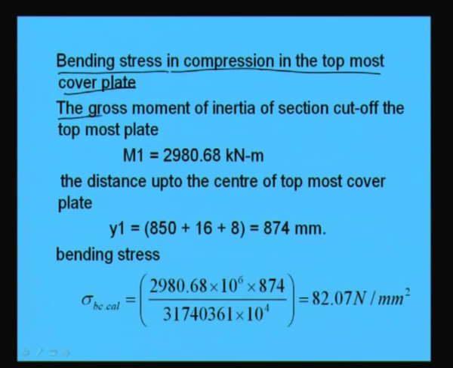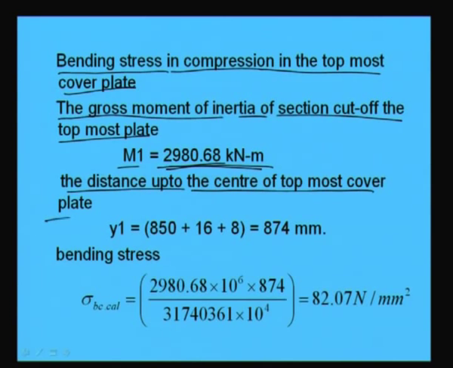Now, the gross moment of inertia of the section cutoff at the topmost plate, M1, will become this one, right, and the distance up to the center of the topmost cover plate, Y1, will become this: 850 plus 16 plus 16 by 2, because dW by 2, that is 1700 by 2, is 850. So, this is 874.